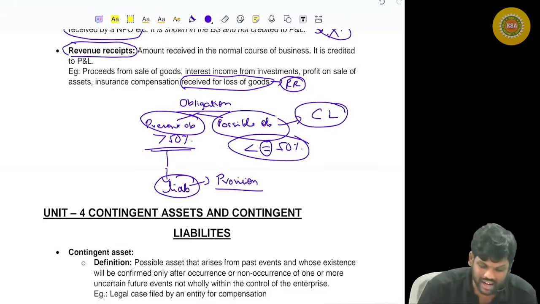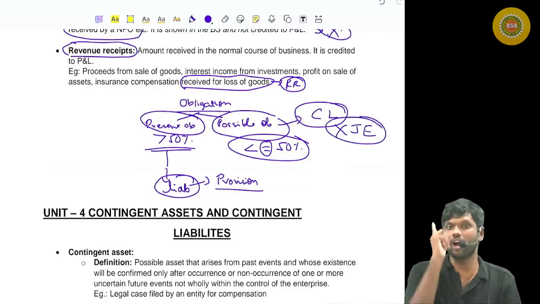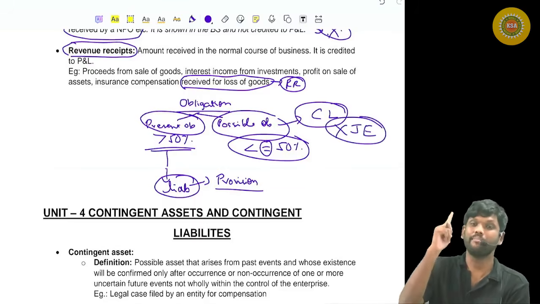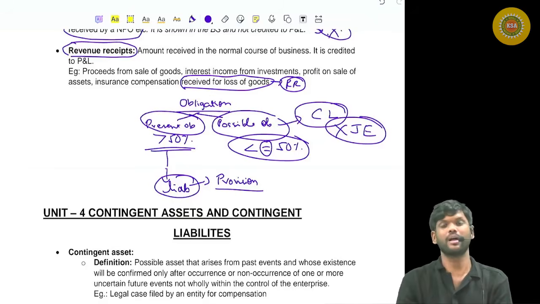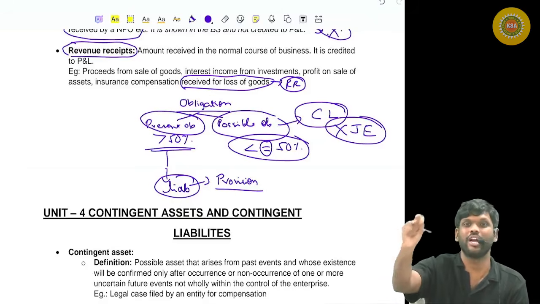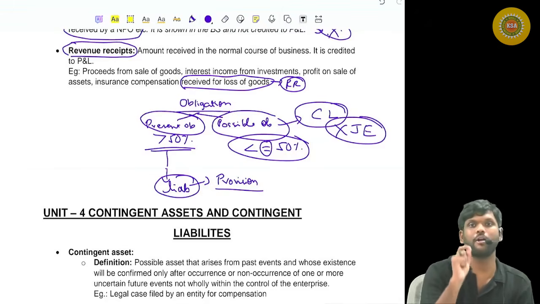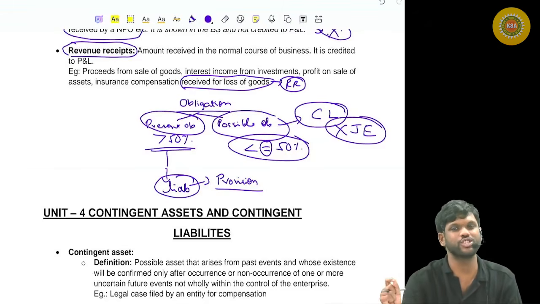Sir, in the contingent liabilities, what is the journal entry? For contingent liabilities, no journal entry. Journal entry will not be passed in the books of accounts. It will not come inside the balance sheet. Sir, then where will we show it? In the financial statements, or in the para written in English. It will only be disclosed in the financial statements. There will not be any journal entry for contingent liabilities.